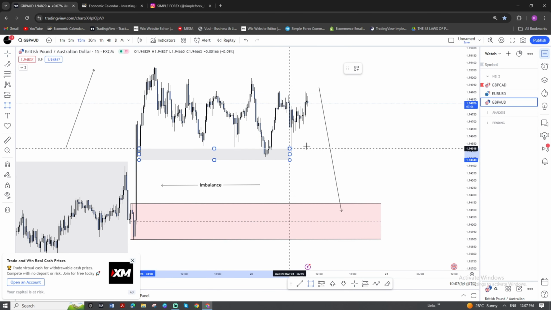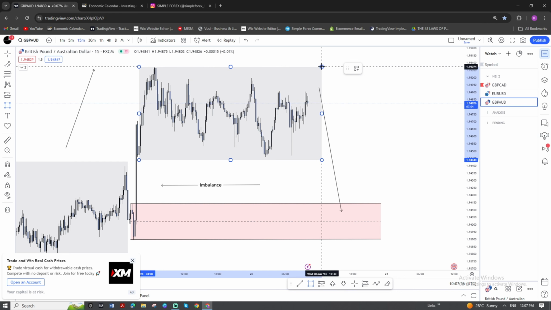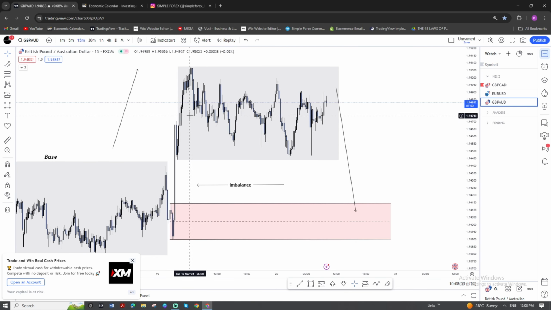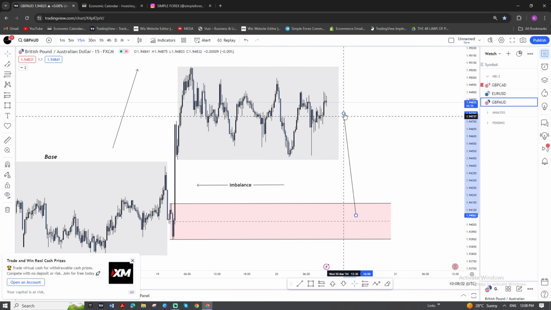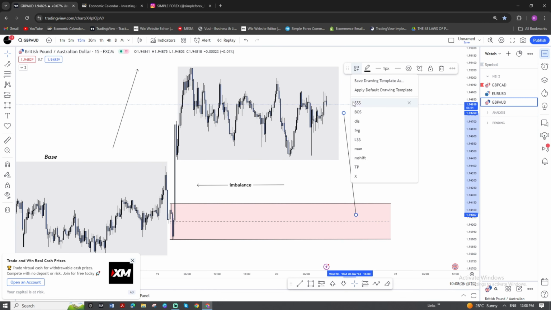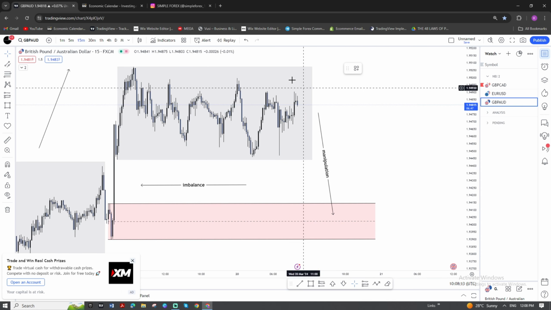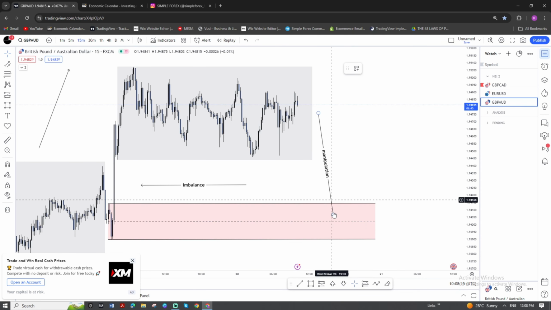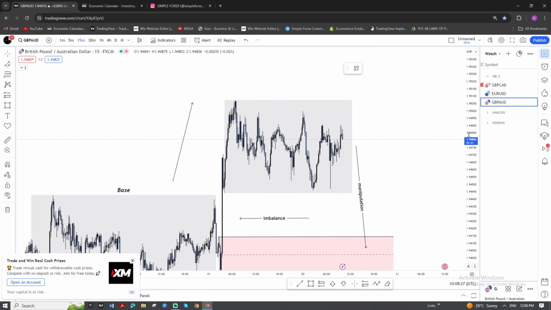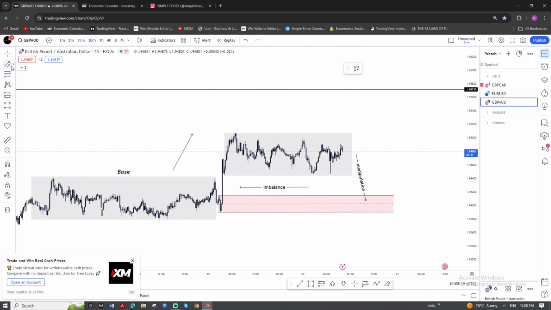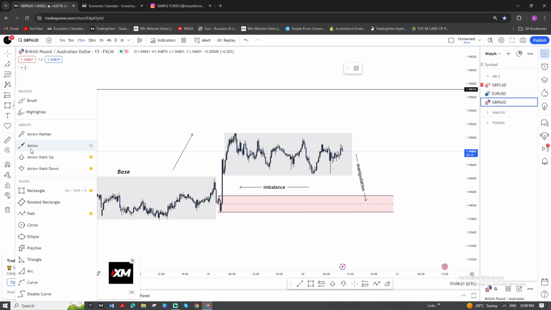So this, as you can see, guys, I can mark this as accumulation, and then price is going to go down as my manipulation. So it's going to accumulate first, and then manipulate to the downside, and then what do we call the upper move? We call it the distribution.